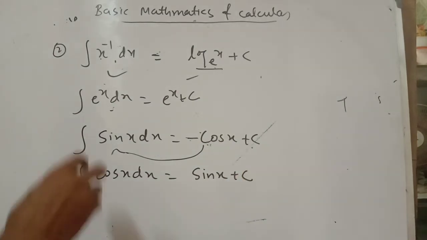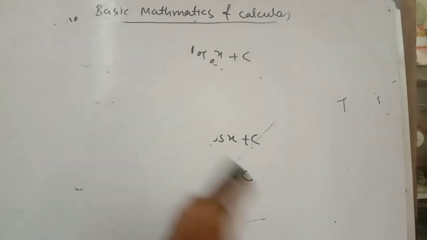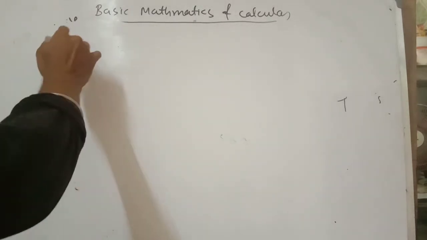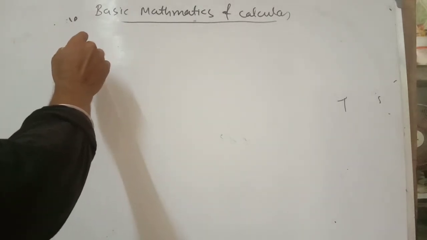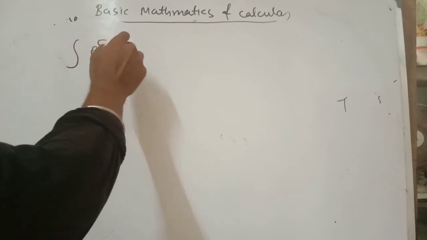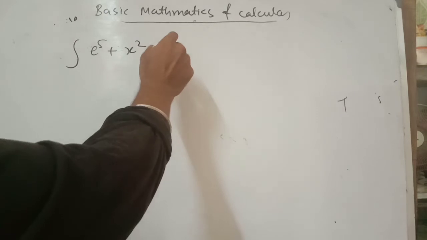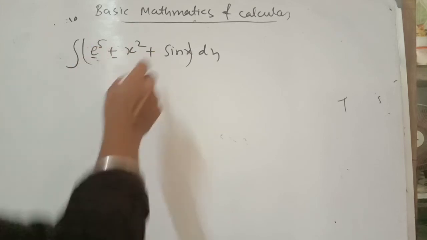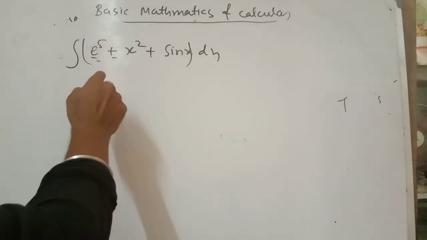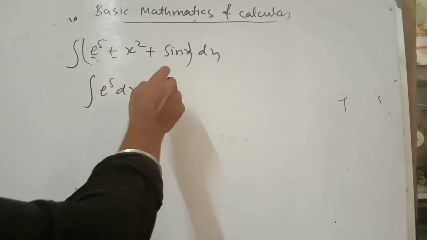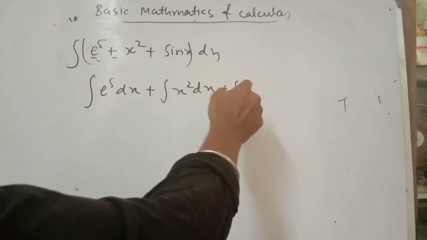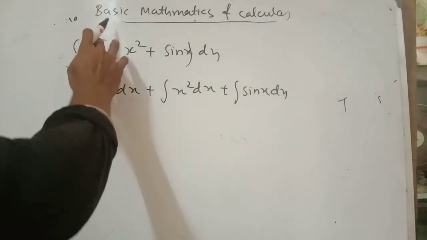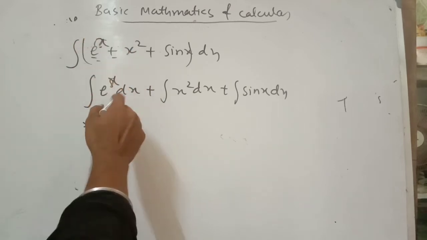Now I am giving an example. Let us integrate e to the power x plus x squared plus sin x, dx. How can we find the integration of this? There are three terms in the expression, so you can separate all the terms in this way and put in the formula for each integration.